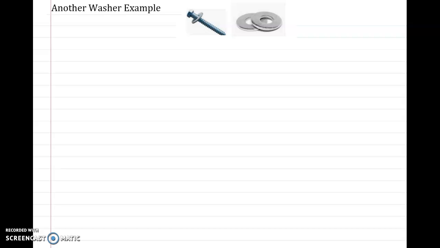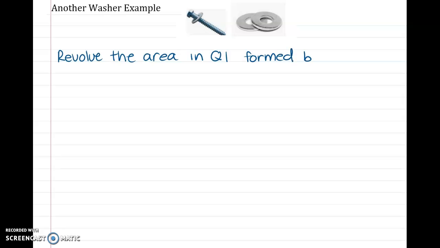So let's do this one. So if you revolve the area in Q1 formed by y equals cosine of x and y equals sine x about the x-axis.